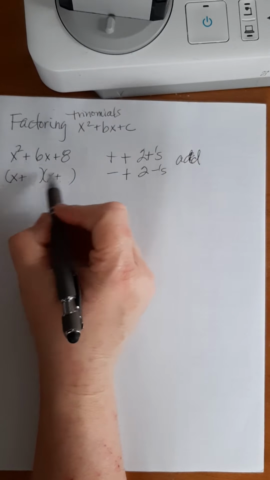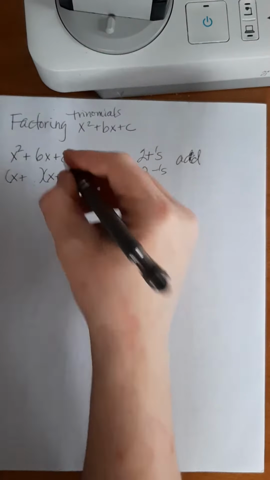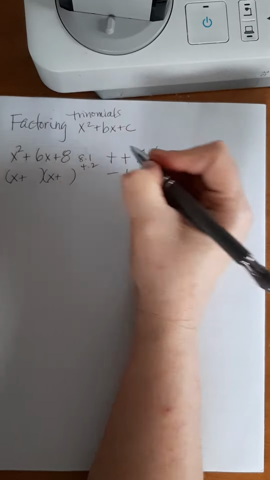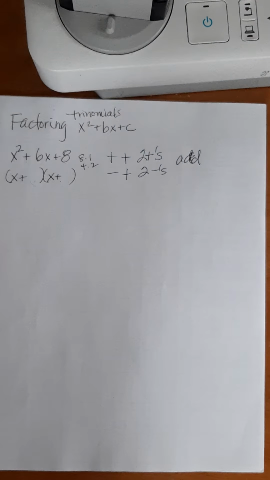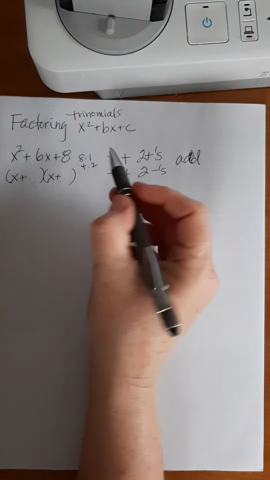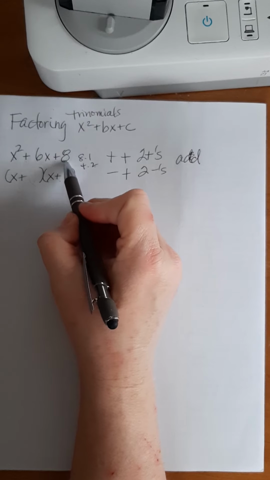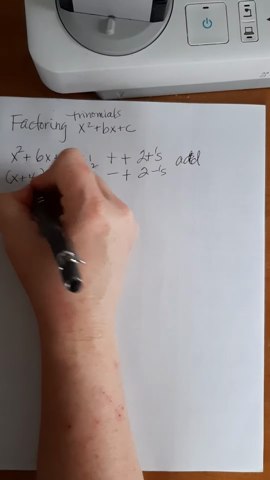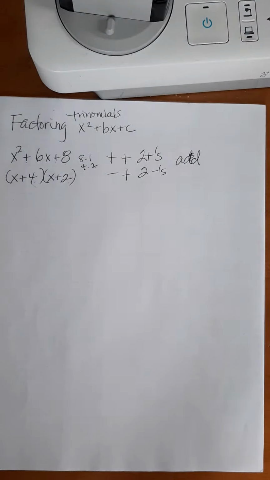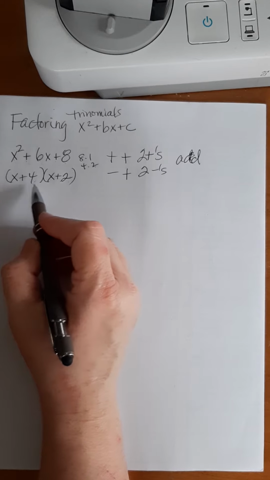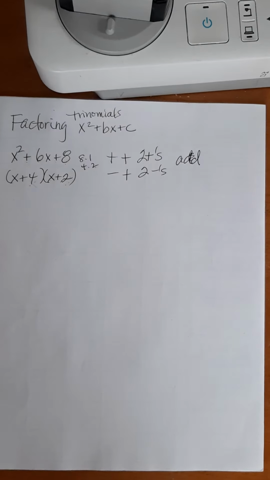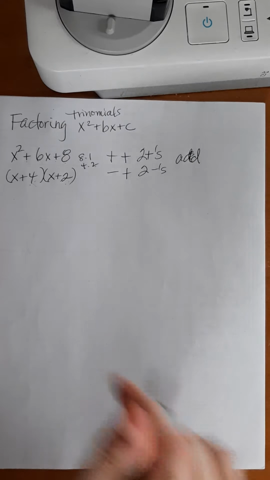So, in your last terms, what are some things that multiply to give you 8? Well, of course, you've got 8 and 1. But probably the first thing that jumped into your head was 4 and 2. Notice how 4 and 2 multiply to give you 8 and add to give you 6. So, 4 and 2. Now, it doesn't matter. You could have said x plus 2 and x plus 4. The order of the parentheses doesn't matter. It's just important what's inside.